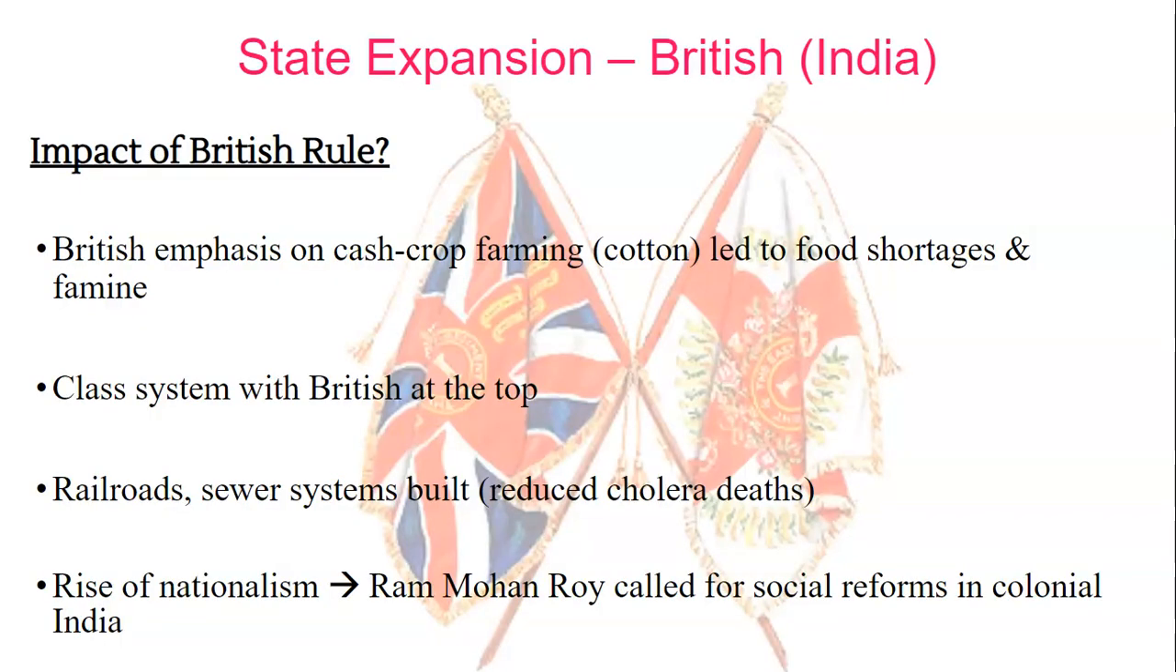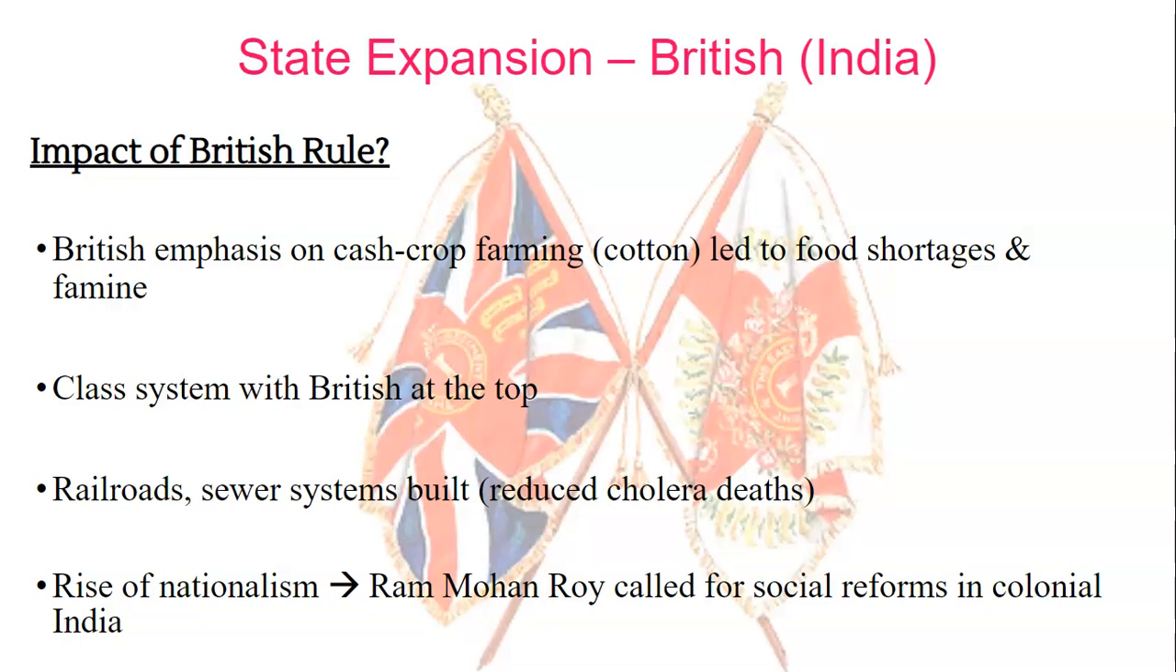That's just fun information. So what's the impact? What are the effects of all of these events? Well, the British emphasis on cash crop farming, sorry about that, cotton, they would force them to grow cotton, led to food shortages and famine. Also, you have the class system with the British at the top. And who's at the bottom? Not the British, but the Indians. The good thing is they have railroads and sewer systems are built. This will reduce the cholera deaths.